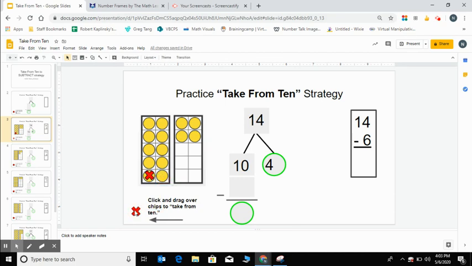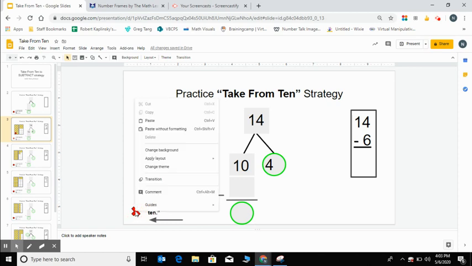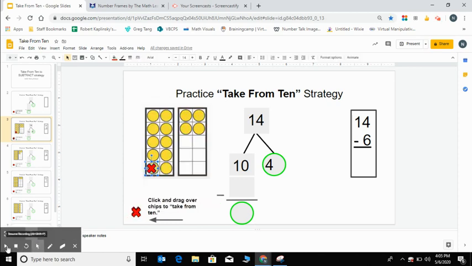So, hold on. So I've already taken away 1, 2, 3, 4, 5, 6.